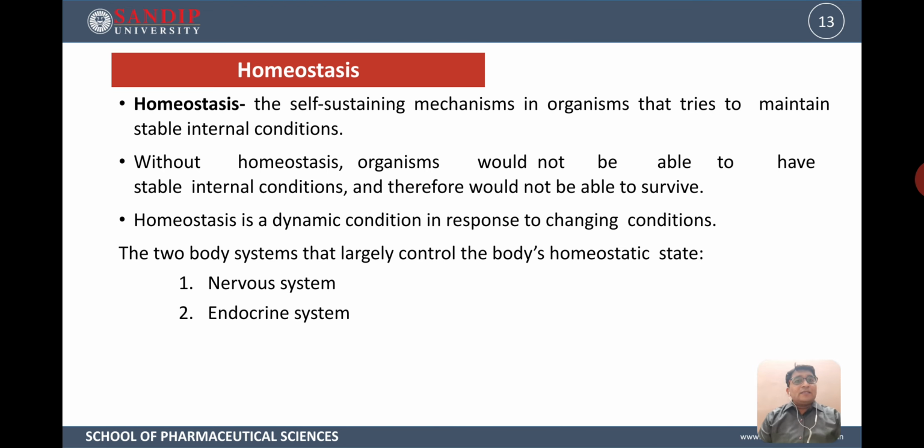It is simply a self-sustaining mechanism in which an organism tries to maintain stable internal conditions. Here organism means a human being. We have to consider organism means human being, because this definition is important for both animals as well as human beings, and that's why the common term organism is used. So it can maintain stable internal conditions, and without homeostasis an organism would not be able to have stable internal conditions and therefore would not be able to survive.